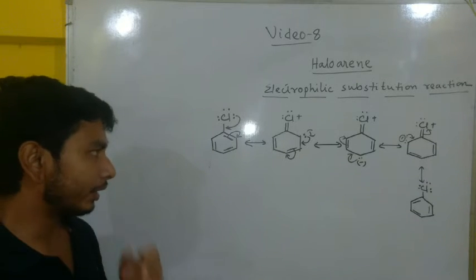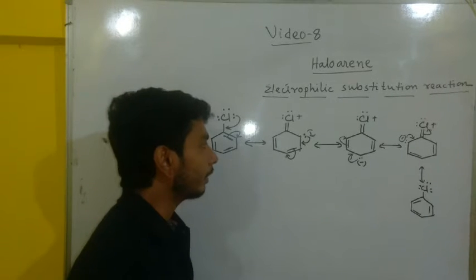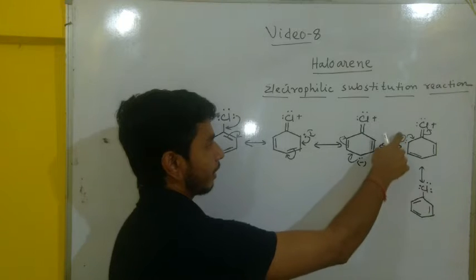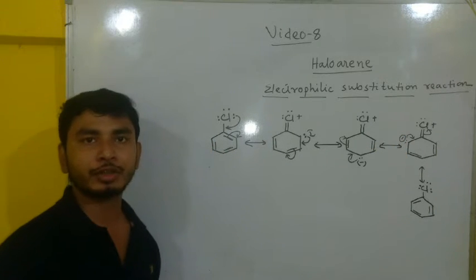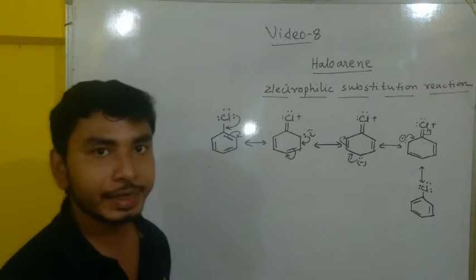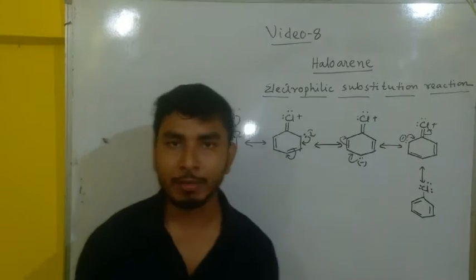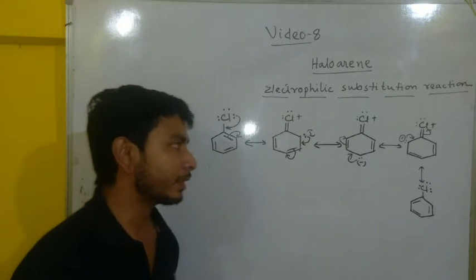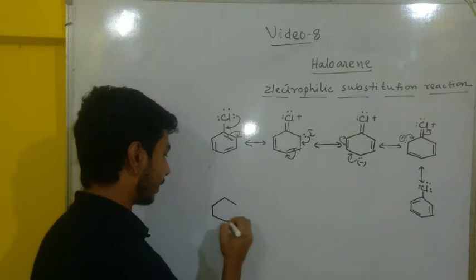Now if we look at these resonating structures, some of them carry a negative charge. Now in which position in chlorobenzene is the negative charge?